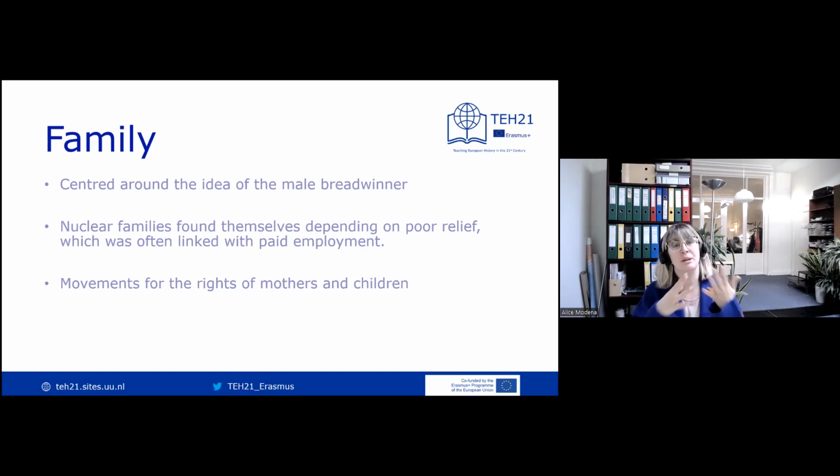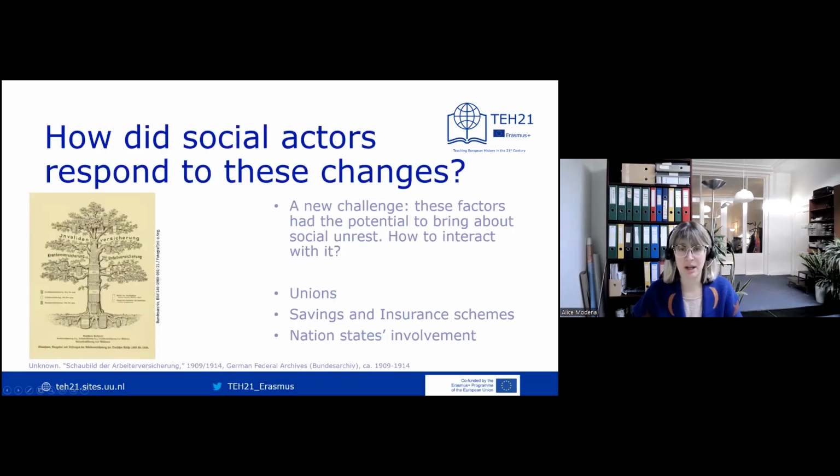All the factors mentioned above, industrialization, urbanization, the changing nature of labor and family, to mention some, brought with them a challenge for all social actors: how to interact, either preventing or channeling, the social unrest that came inevitably with this change. Social actors had different responses to this. Workers started unionizing, and members of the middle class started relying on savings and on insurance schemes.